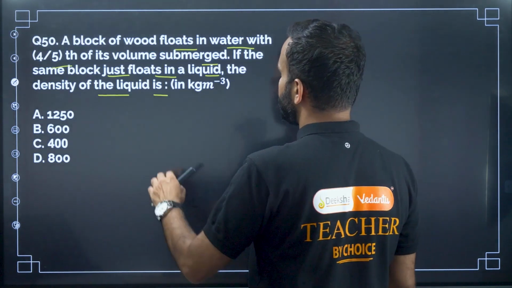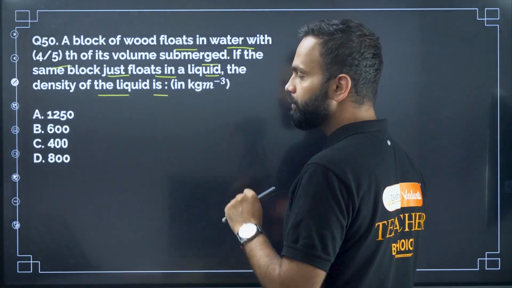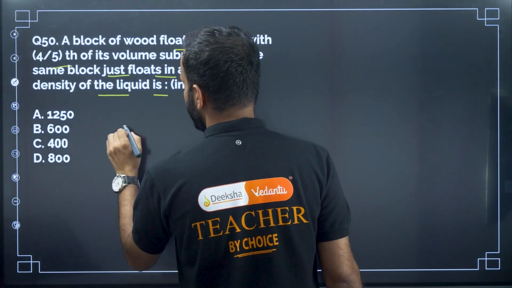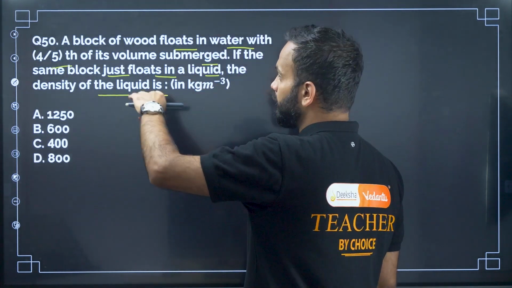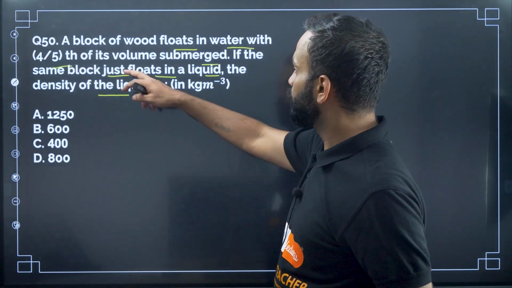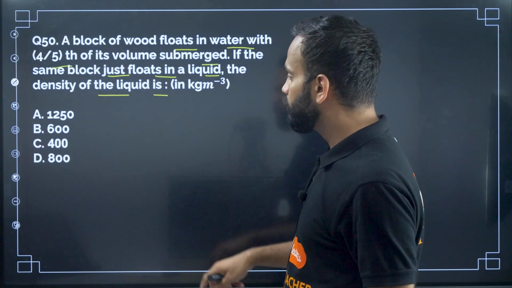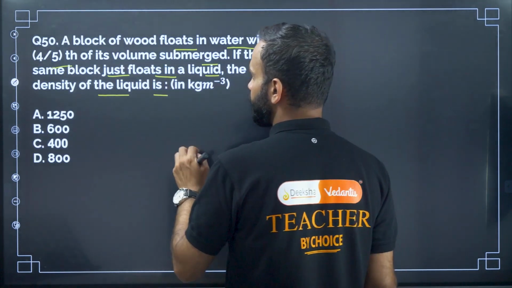So here a block of wood floats in water, right? So apply the floating condition. Here the force due to gravity acting on the block must be equal to the buoyant force, right? That is the floating condition.